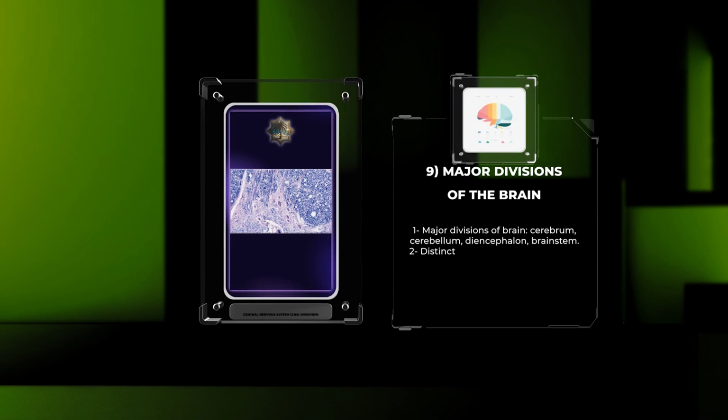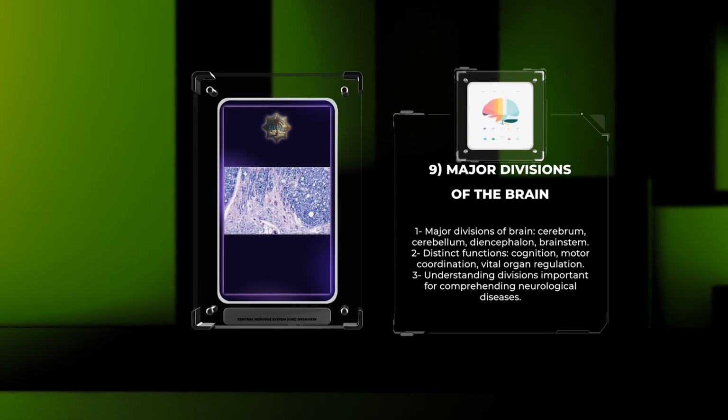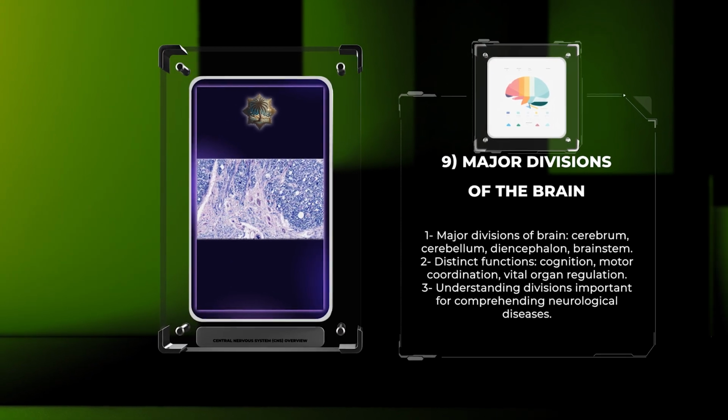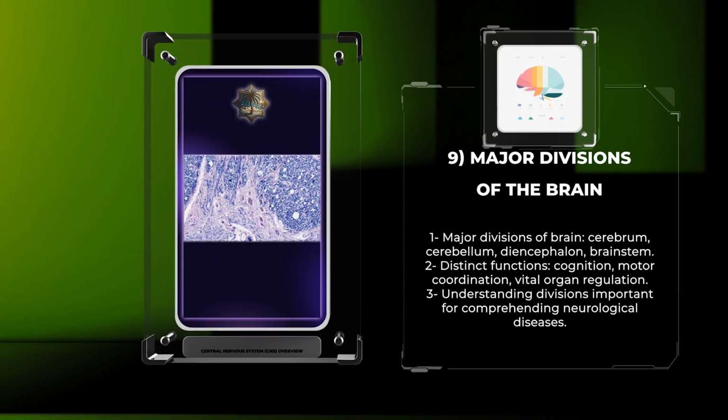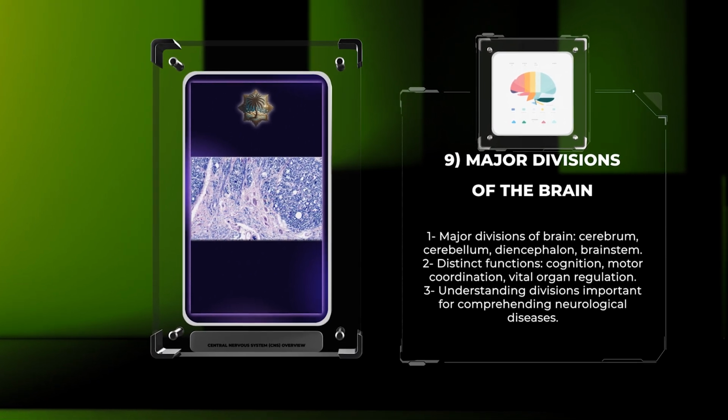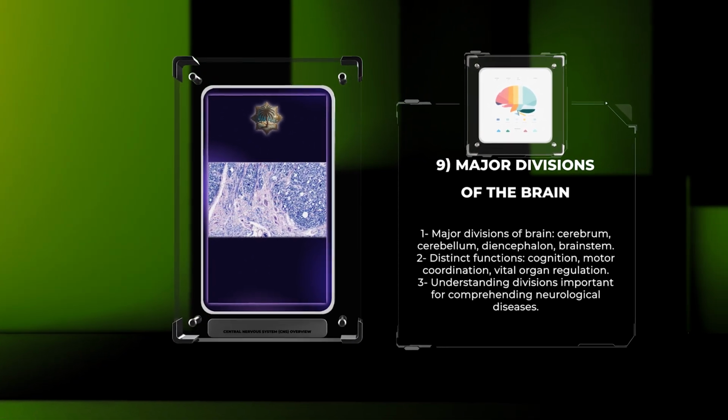In the video section on the major divisions of the brain, we explore 4 key regions: the cerebrum, cerebellum, diencephalon, and brainstem. Each region has distinct functions, such as cognition, motor coordination, and vital organ regulation. Understanding these divisions is crucial for comprehending neurological diseases.